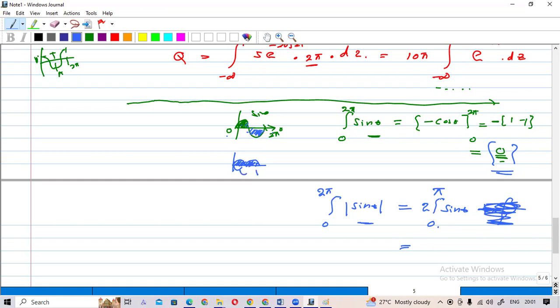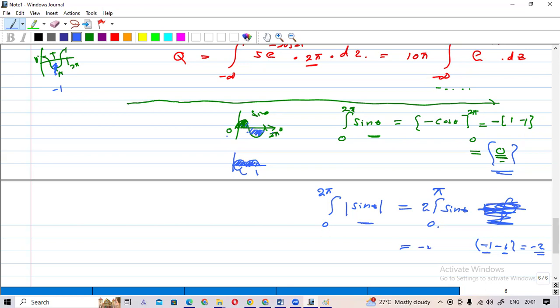So the integral of sine from 0 to π is minus cos theta from 0 to π. Cos π is minus 1. Cos 0 is 1. So upper limit minus lower limit: minus of minus 1, minus 1, so it will be 2. Okay.